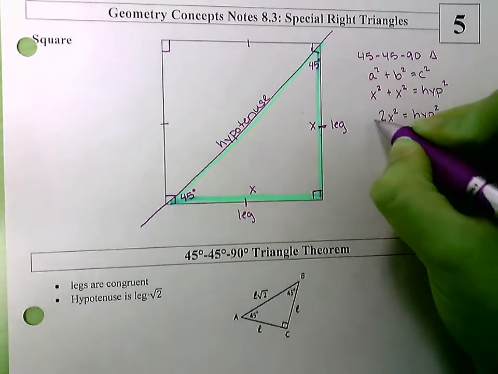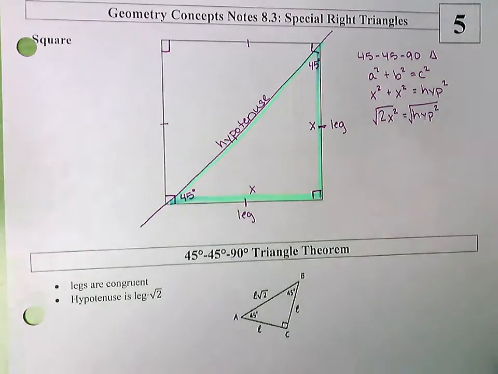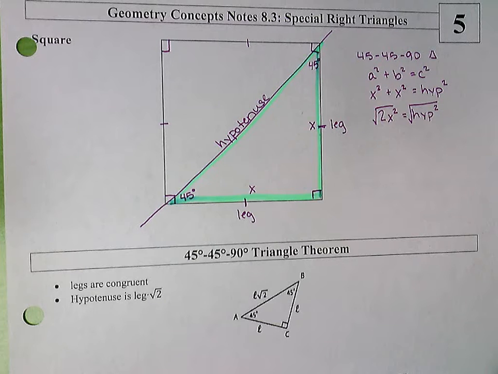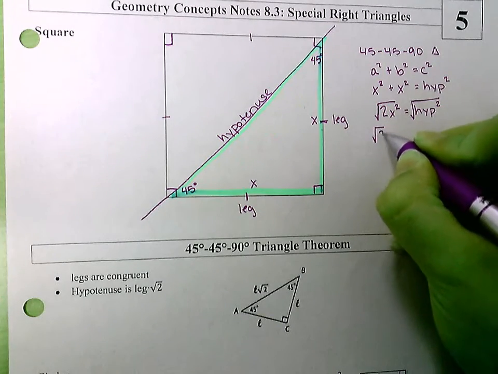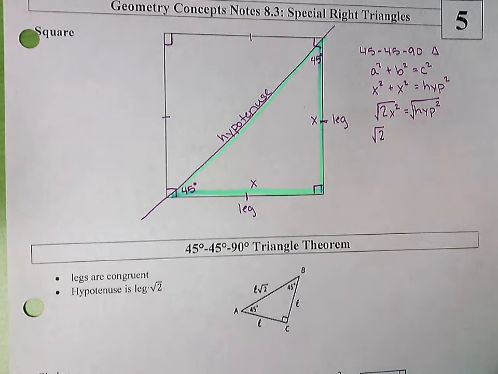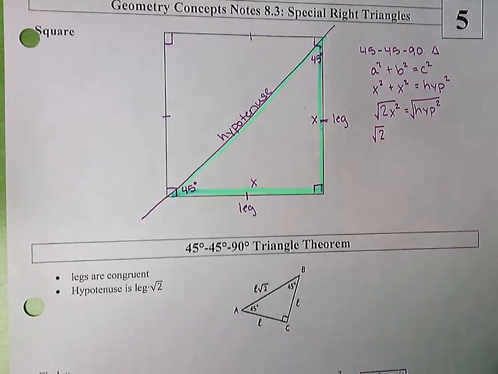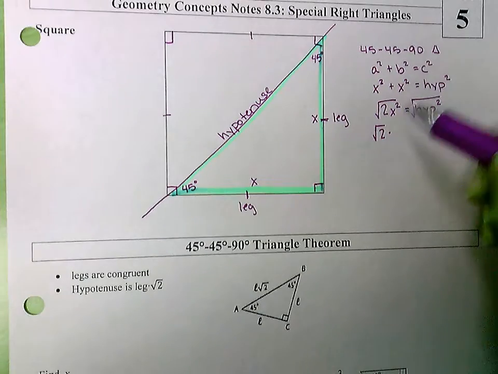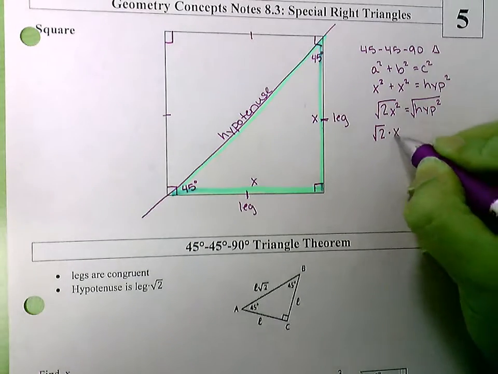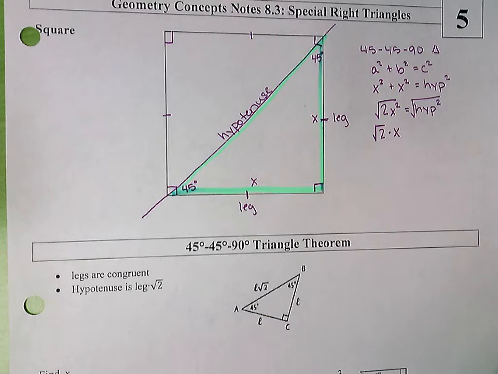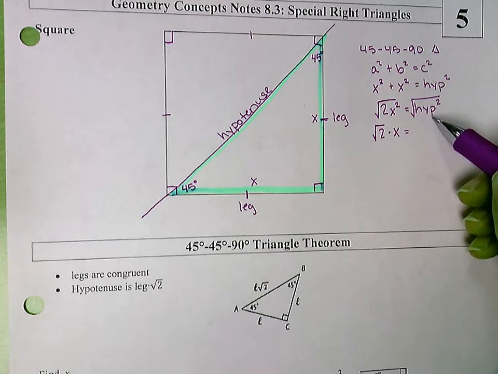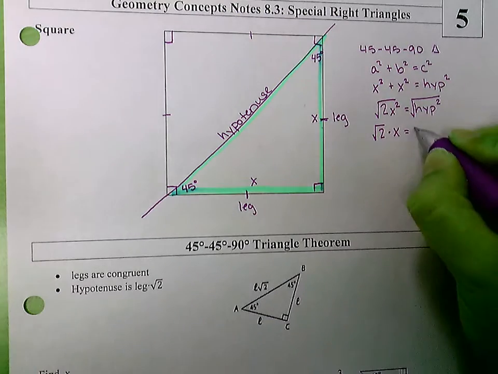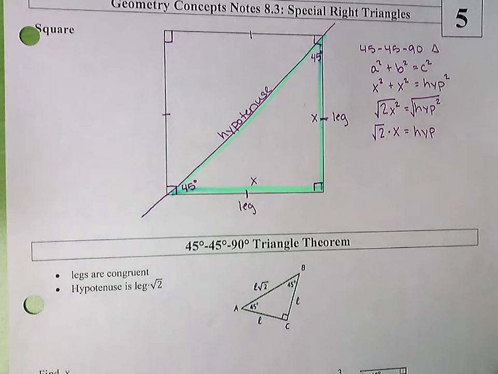I'm going to next take the square root of both sides. Okay? So what that does here is I'll have the square root of 2. Okay, it stays the square root of 2. And if I take the square root of x squared, that's x. Okay, so I have the square root of 2 times x. And if I have the square root of the hypotenuse squared, I end up with just the hypotenuse, right?